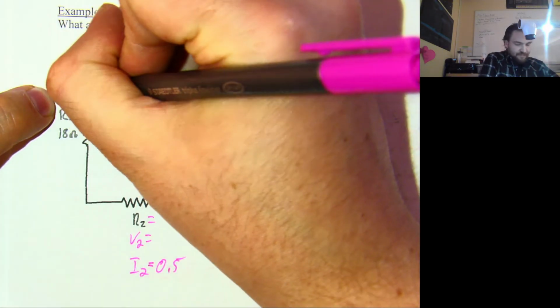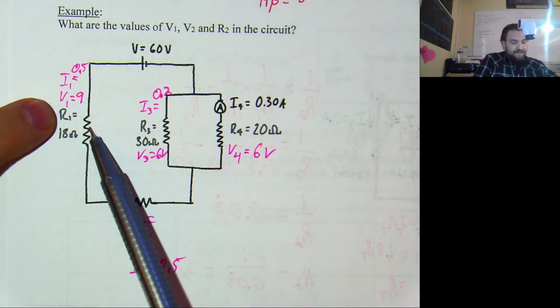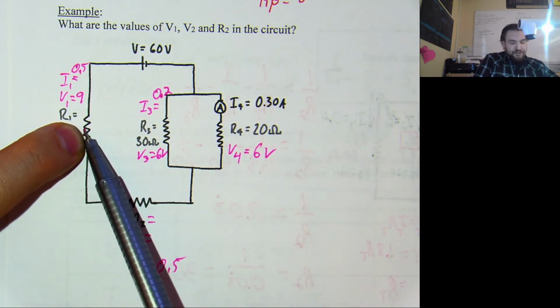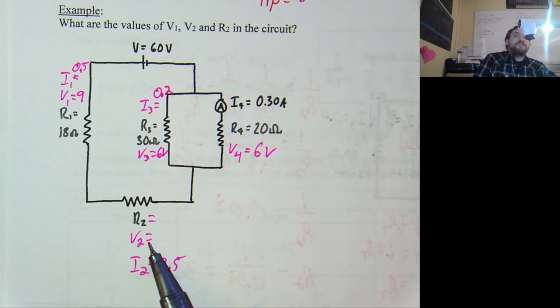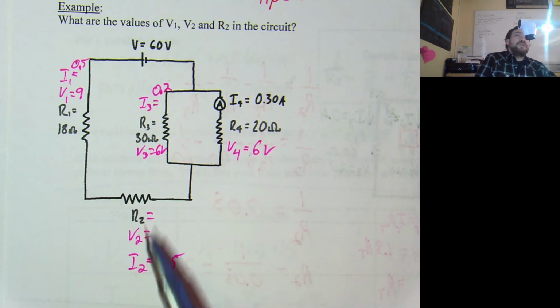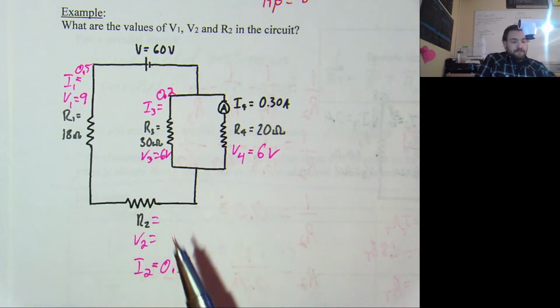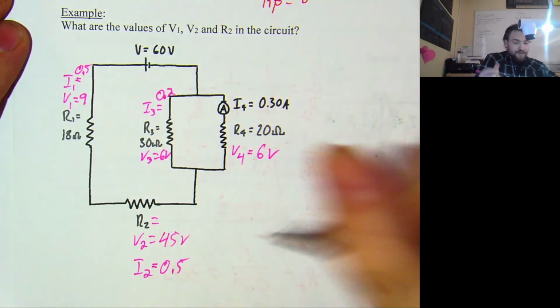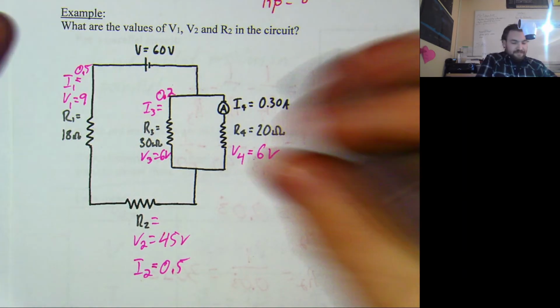V equals I times R. I is 0.5, R is 18. So that voltage drop is going to be 9. If that voltage drop is 9 and this voltage drop here is 6, how much voltage does that leave us here for R2? We started with 60. We lost 9 and 6. That's 15, so 60 minus 15. That gives us the 45 volts down here. So what's R2? R equals V over I. Done.